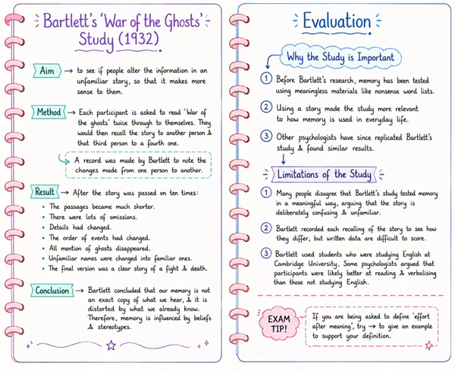Number 2 is Bartlett recorded each recalling of the story to see how they differ, but written data are very difficult to score. You cannot put that on a graph. The third one is that Bartlett used students who were studying English at Cambridge University. Some psychologists argued that participants were likely better at reading and verbalizing than those not studying English. So he actually did not do it randomly. He chose his participants, and this would affect the ecological validity of the experiment.